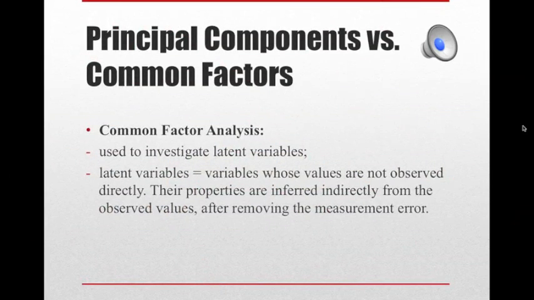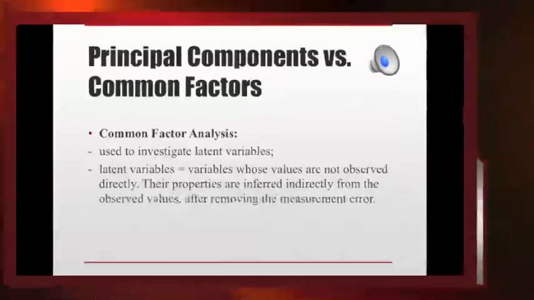Common factor analysis is used to identify latent dimensions of a construct. The term latent is used because the unique and error variances are parceled out, and coefficients are estimated based only on the shared variance. Latent variables are variables that are not observed directly. They are called latent or underlying dimensions because their features are inferred based on the patterns of variation in the data after removing the variance due to measurement error.